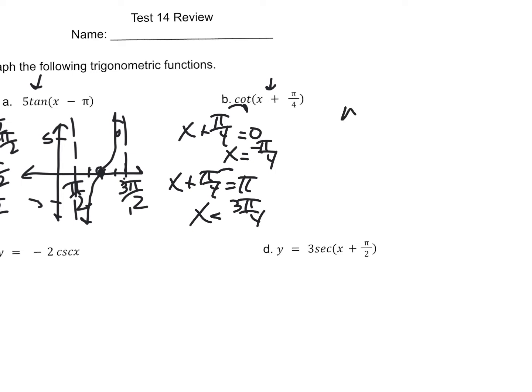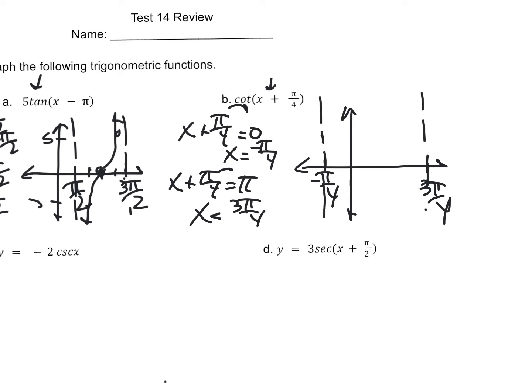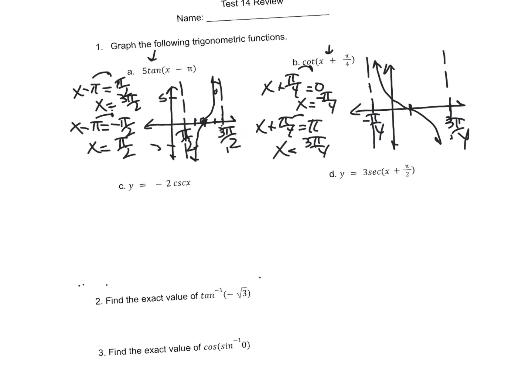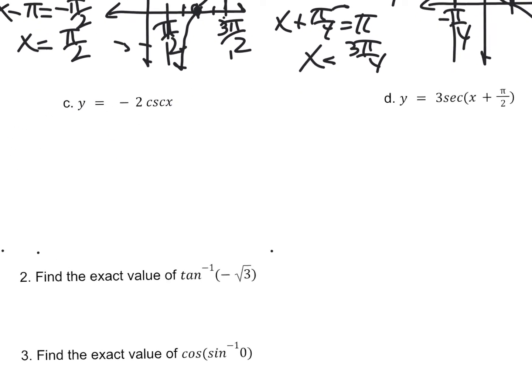So when I draw my graph here, I'm going to have one asymptote at negative pi over 4, the other asymptote at 3 pi over 4. That's where the asymptotes are. And because it's cotangent, it goes the opposite direction of tangent, so it's going to do this kind of thing right there.